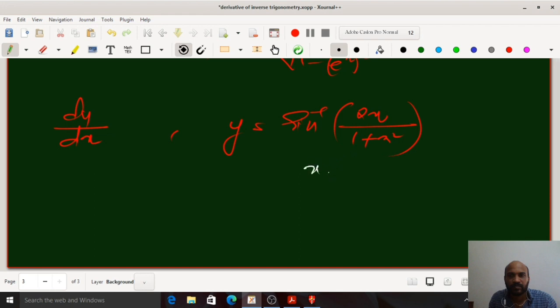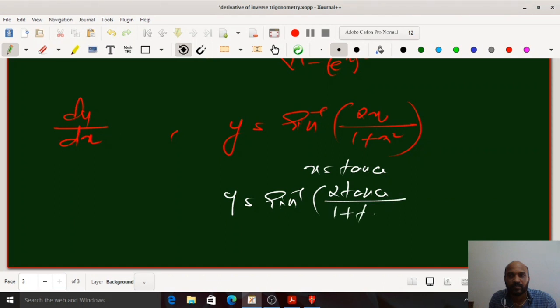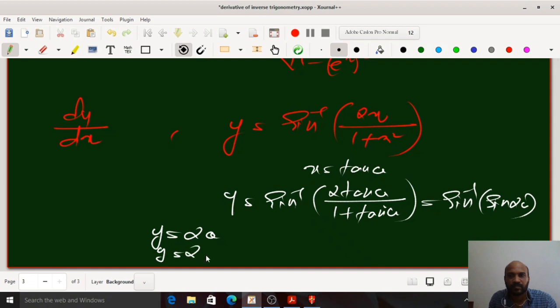So we can give x equal to tan theta, because this is the structure of that formula. y equal to sine inverse of 2 tan theta by 1 plus tan square theta. What is 2 tan theta by 1 plus tan square theta? That is sine 2 theta. So we'll get y equal to sine inverse of sine 2 theta. Now you know that sine inverse of sine x equal to x. Therefore, sine inverse of sine 2 theta is equal to 2 theta. That means y equal to 2 into the value of theta.